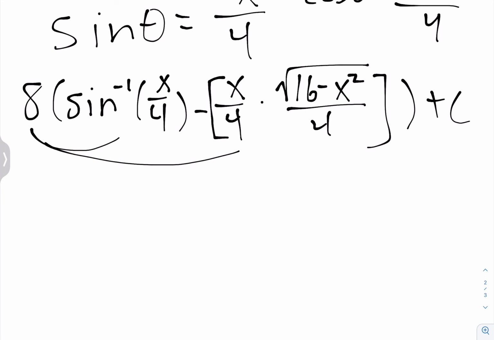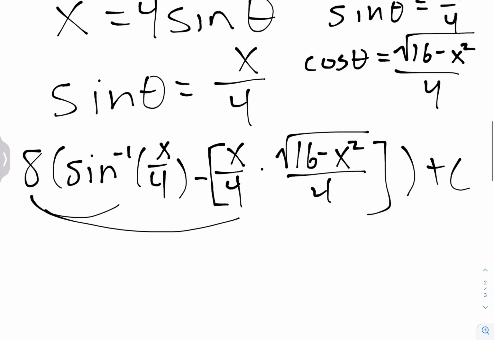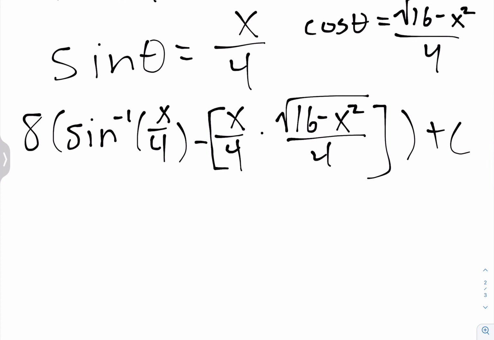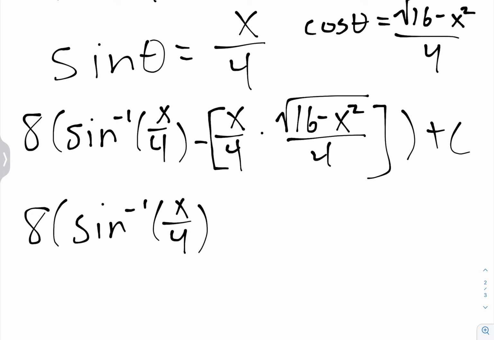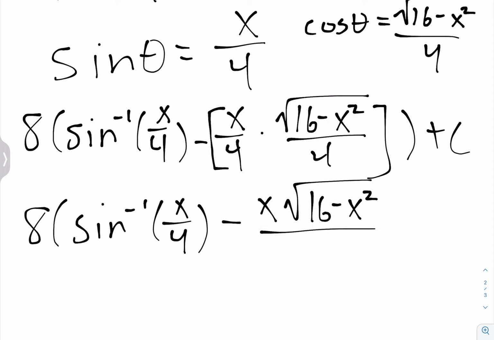Yeah, it's hard to kind of keep track of everything here. So it's going to be 8 sine to the negative 1 of x over 4 minus x over 4 times the square root. Yeah, we did everything right. Let's simplify the second part. So it's going to be the inverse sine of x over 4, right? And then we get minus x root 16 minus x squared over 16 plus c.